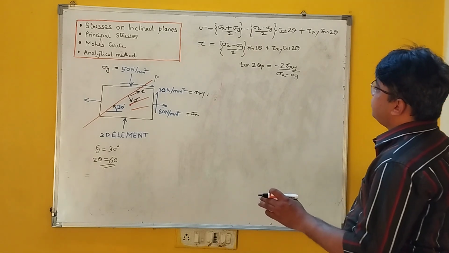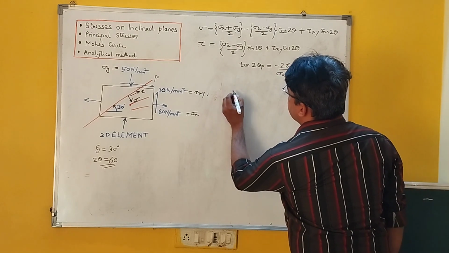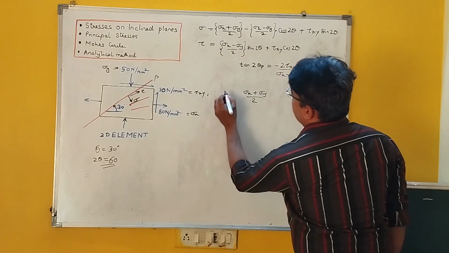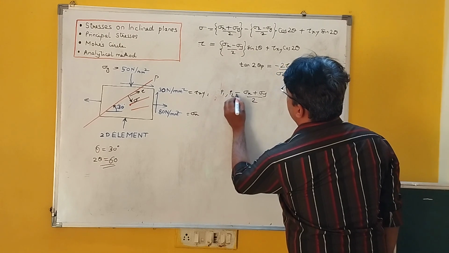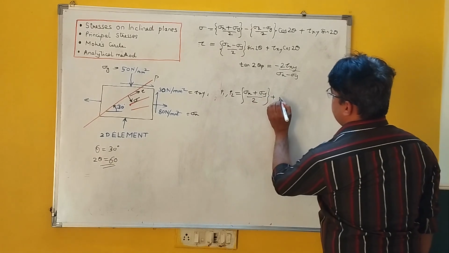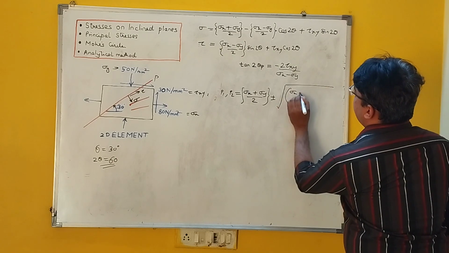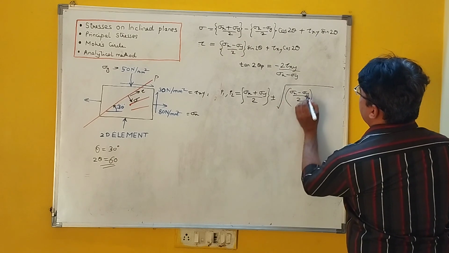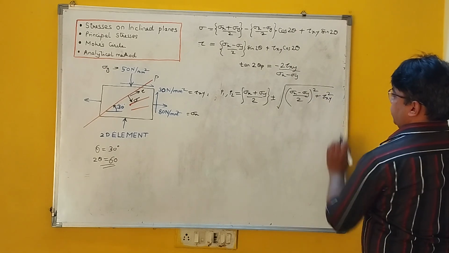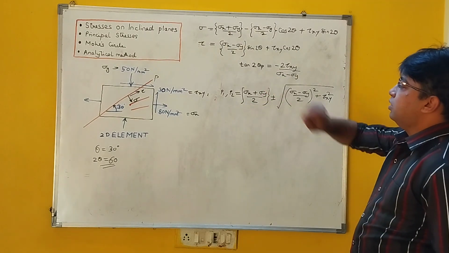Then coming to the next, we have the principal stresses magnitude. So it is very easy, it is given by P1 comma P2 equal to (sigma x plus sigma y) by 2 plus or minus square root of ((sigma x minus sigma y) by 2) the whole square plus tau xy the whole square. So this is the formula for principal stresses which occur at this angle.